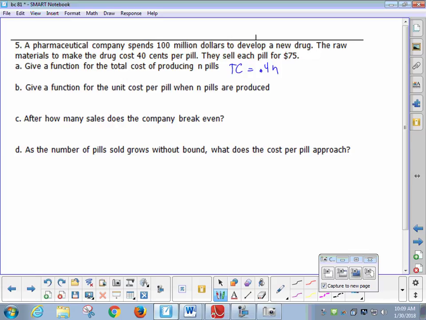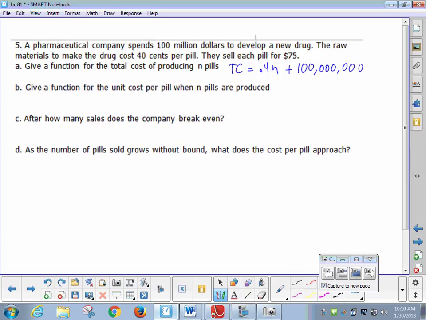Probably not. Furthermore, if you're not going to be able to sell pills at a million per pill, then I guess you're going to have to hope to make tons of them, yeah? Economy of scale is what that's called. You want to make tons of them in order for the cost per pill to get down there. So let's continue on. The total cost is $100 million plus 40 cents times however many pills you make.